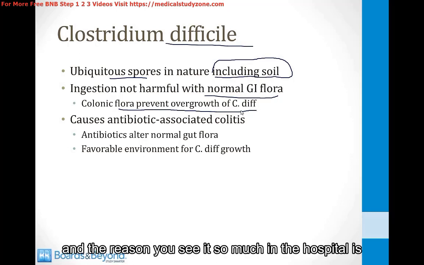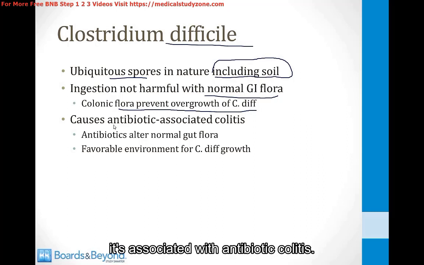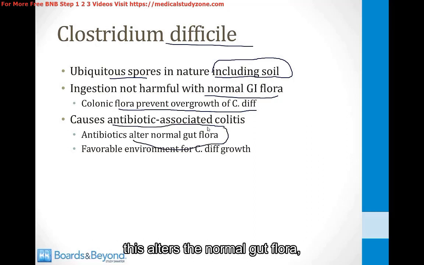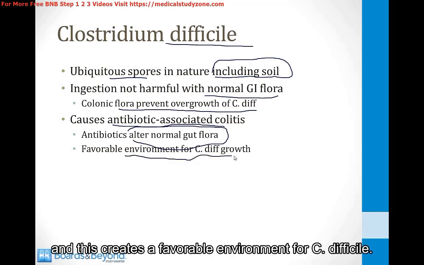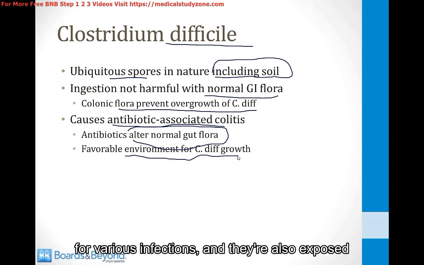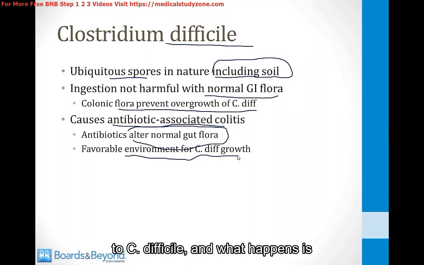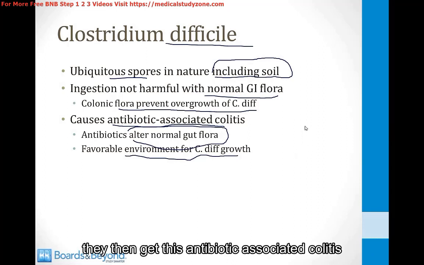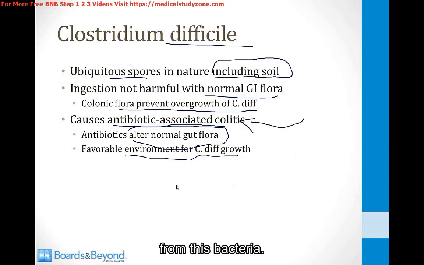C. difficile causes, and the reason you see it so much in the hospital, is it's associated with antibiotic colitis. So if you take antibiotics, this alters the normal gut flora, and this creates a favorable environment for C. difficile. So many hospitalized patients are on antibiotics for various infections, and they're also exposed to C. difficile. And what happens is they then get this antibiotic-associated colitis from this bacteria.